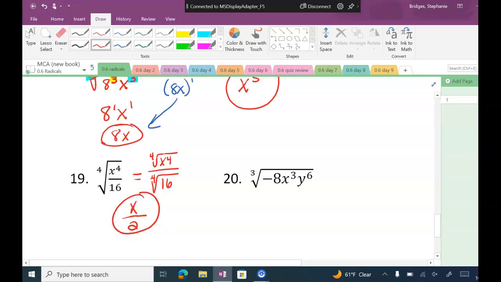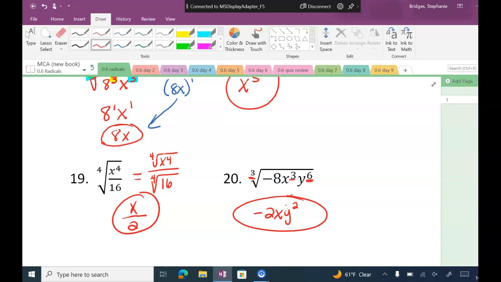All right, and then 20, the cube root of -8 is what? -2. All right, and then 3 fits into 3 one time, so that'd be x to the 1st. And then 3 fits into 6 2 times, so that would be y squared. So I should get a -2x to the 1st y squared. Anybody have any questions? All right.